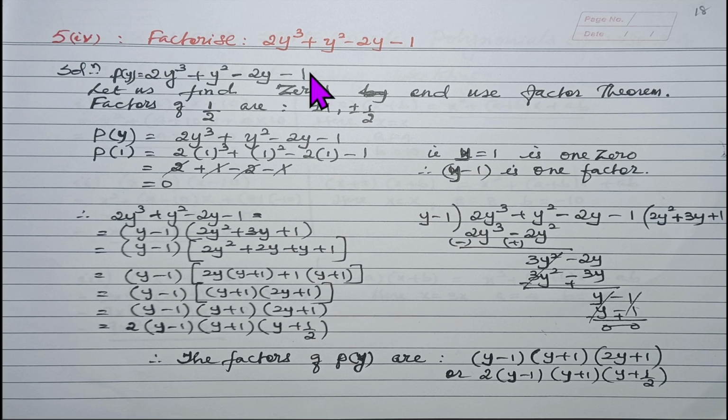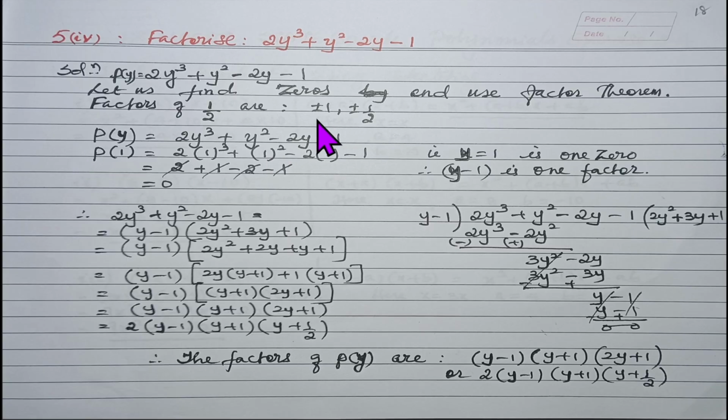Now here, if you observe, we have got 2 and 1. 2 is the coefficient of y cube. The coefficient of y cube is not 1 here, it is 2, and the constant is 1. So we have to find 1 divided by 2. So we have to find the factors of half here. The factors of half are plus minus 1, plus minus half. Now let us see which value of the variable gives us the value of the polynomial as 0.